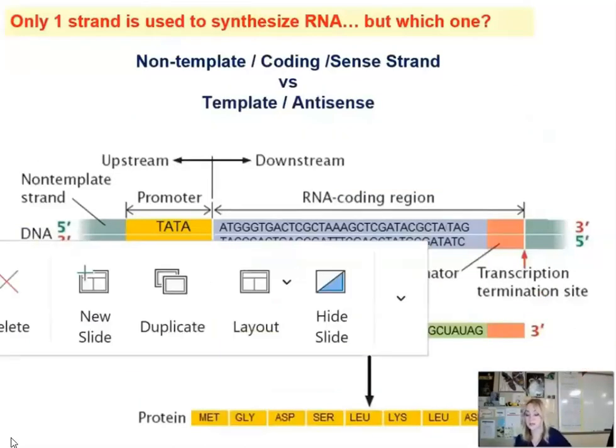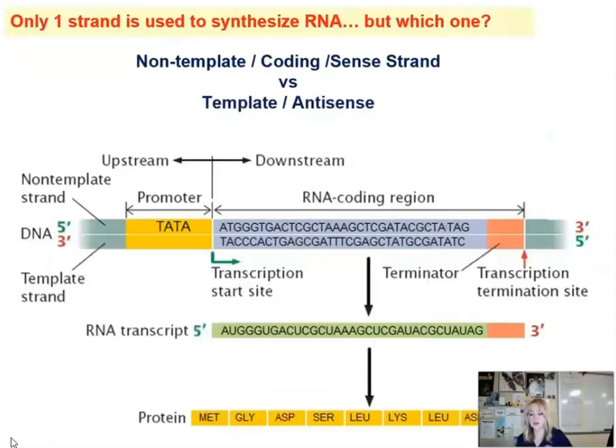So now the question is this. If we look at the DNA, we know that only one strand of DNA is going to serve as the template. Remember, template and antisense mean the same thing. But the question is, which one? How do we actually determine that? The quick answer is that you have to look for the promoter. See where the promoter is located. And if it's given to you, there's your TATA box right here.